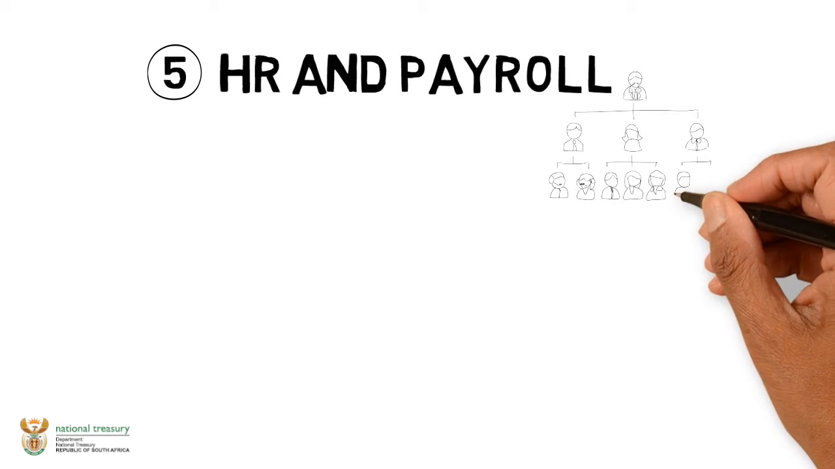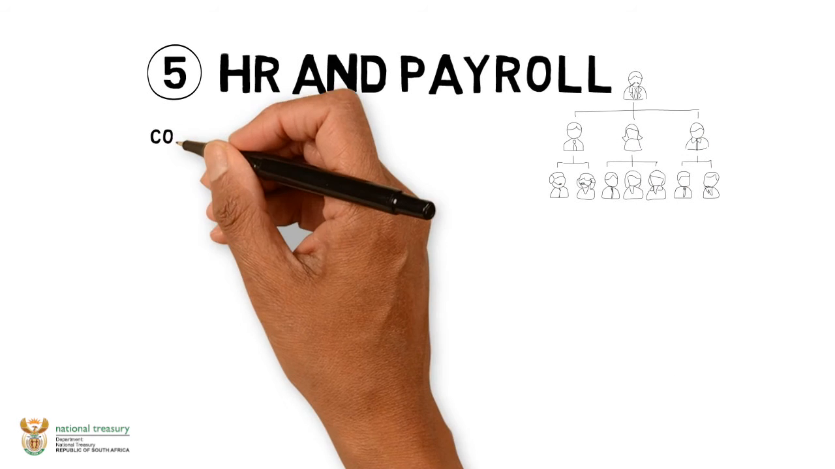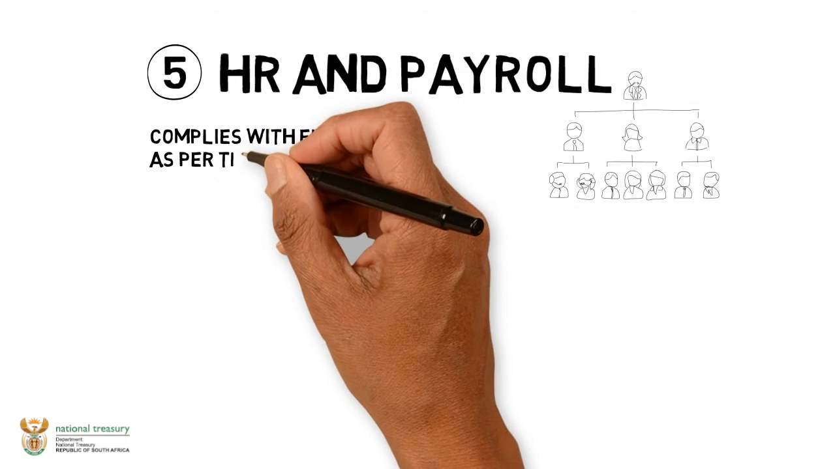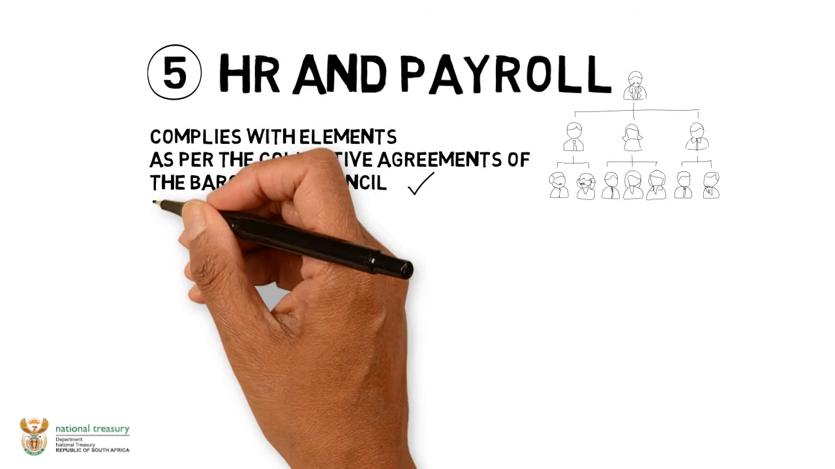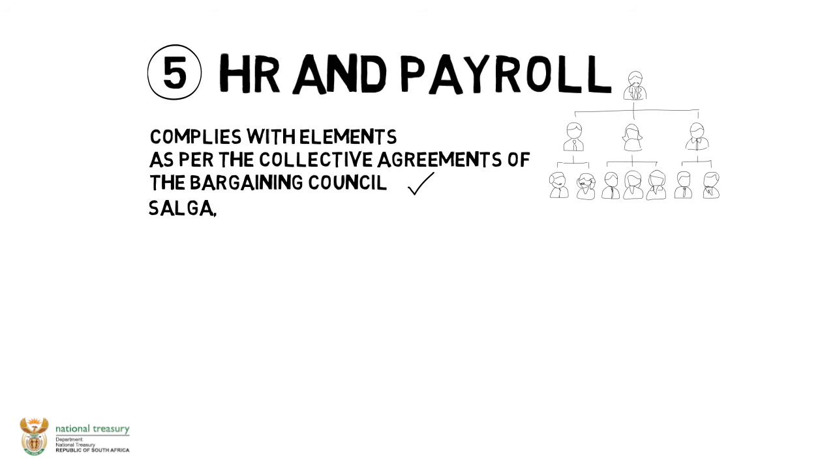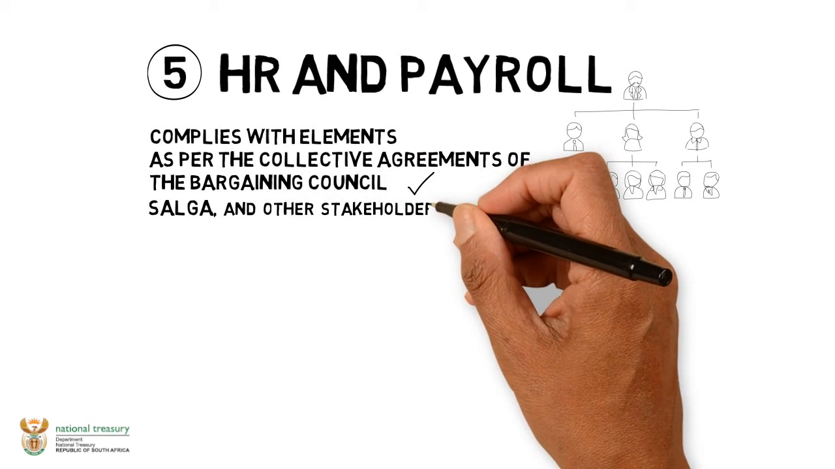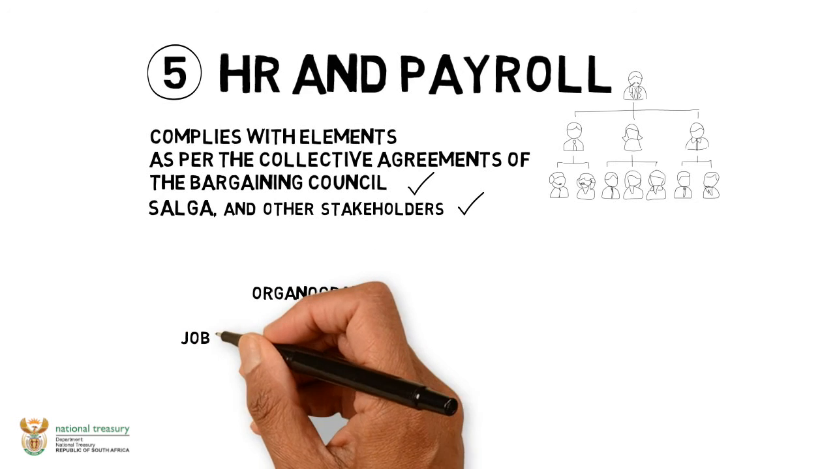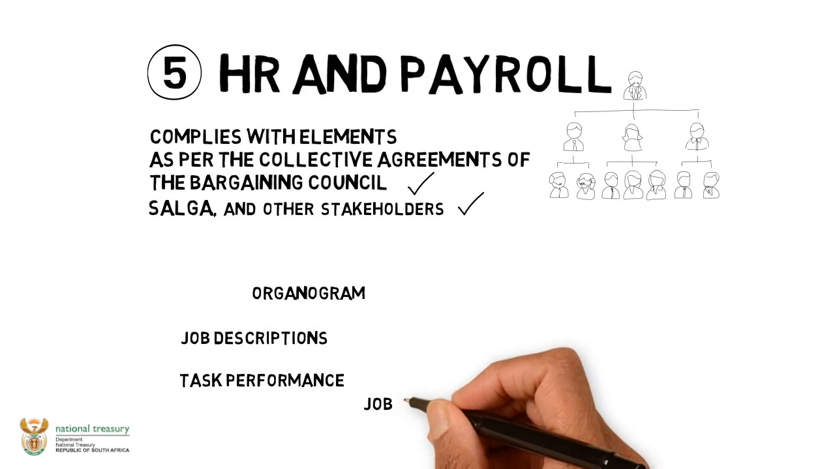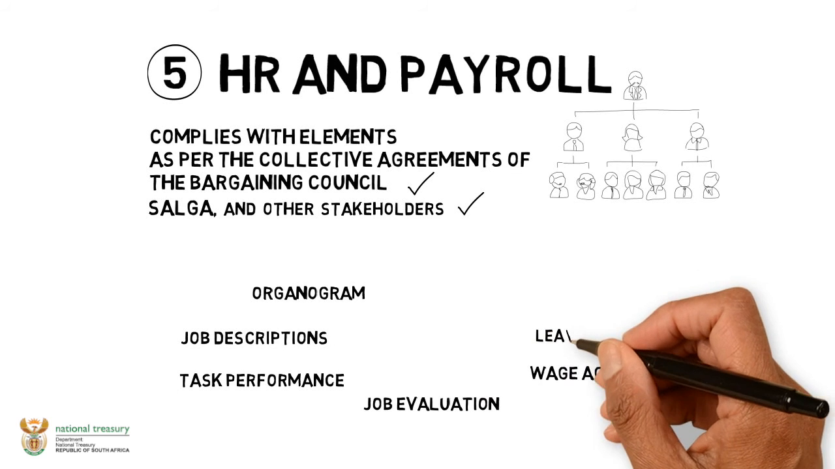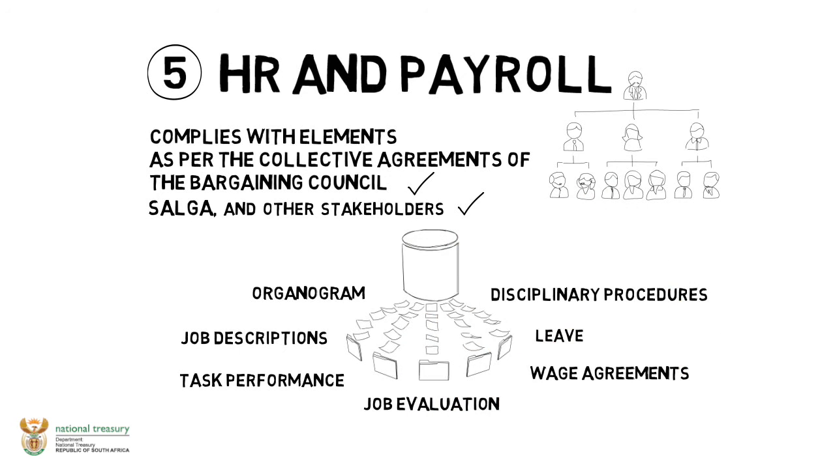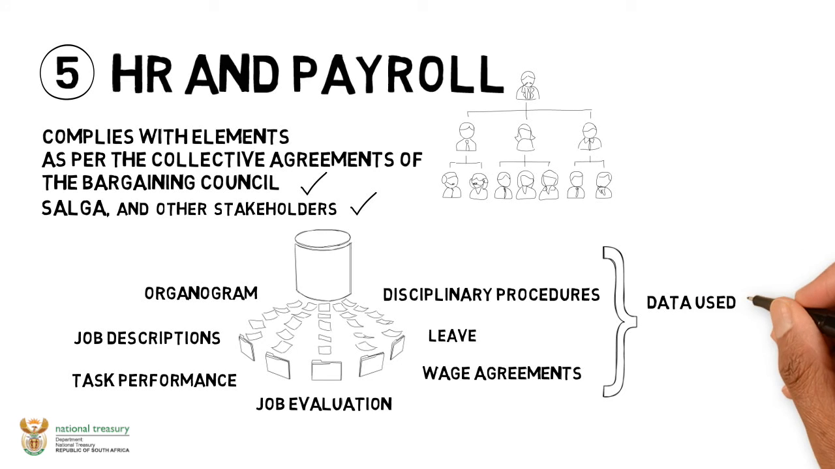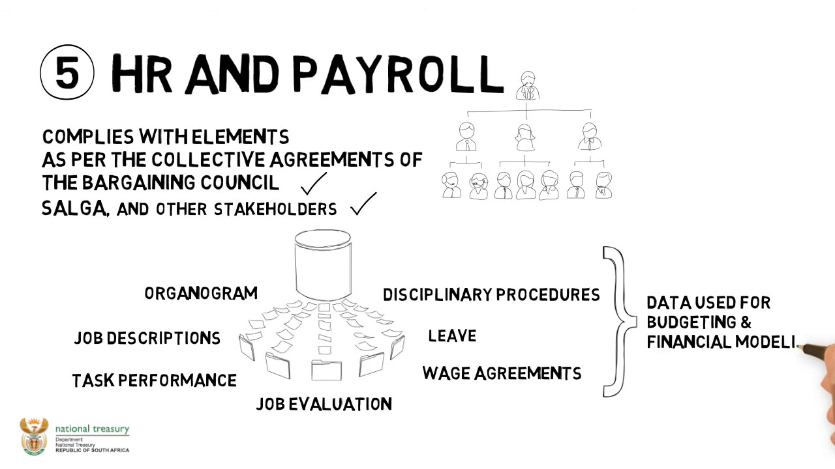Workstream 5. HR and Payroll. This workstream ensures that the municipality fully complies with HR and payroll elements and reporting as per the collective agreements of the Bargaining Council, SALGA, the South African Local Government Association, and other stakeholders. The organogram, job descriptions, task performance, job evaluation, wage agreements, leave, and disciplinary procedures all need to be populated and maintained. Data in this workstream carries vital data used in the budgeting environment and long-term financial modeling.